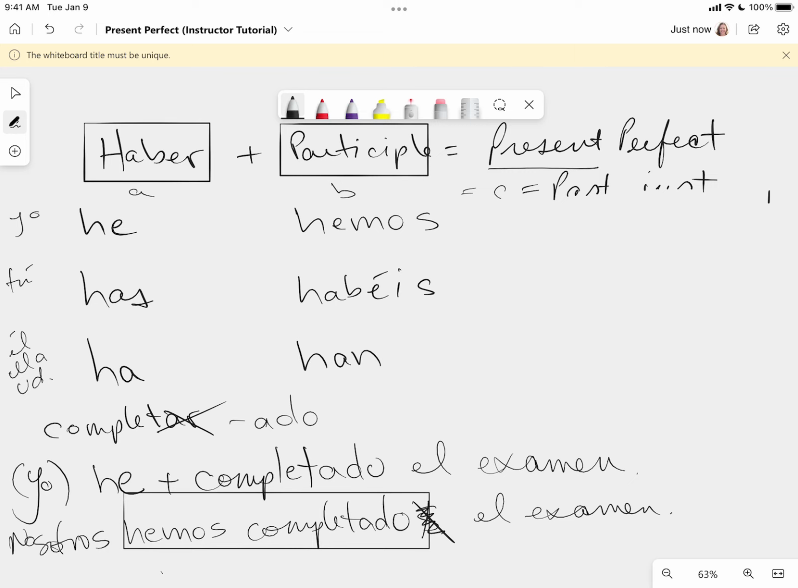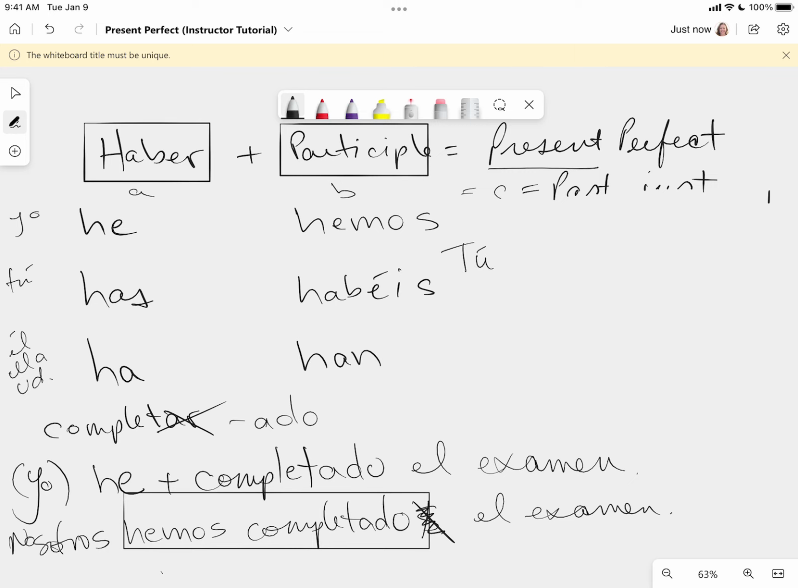All right, we don't add S's to make it plural, and we don't add an A to make it feminine or an O to make it masculine, and so on. Okay, so completado is going to be, no matter who we're talking about that's doing it, it's going to stay completado. Any participle will stay the same. Let's do another one with two.